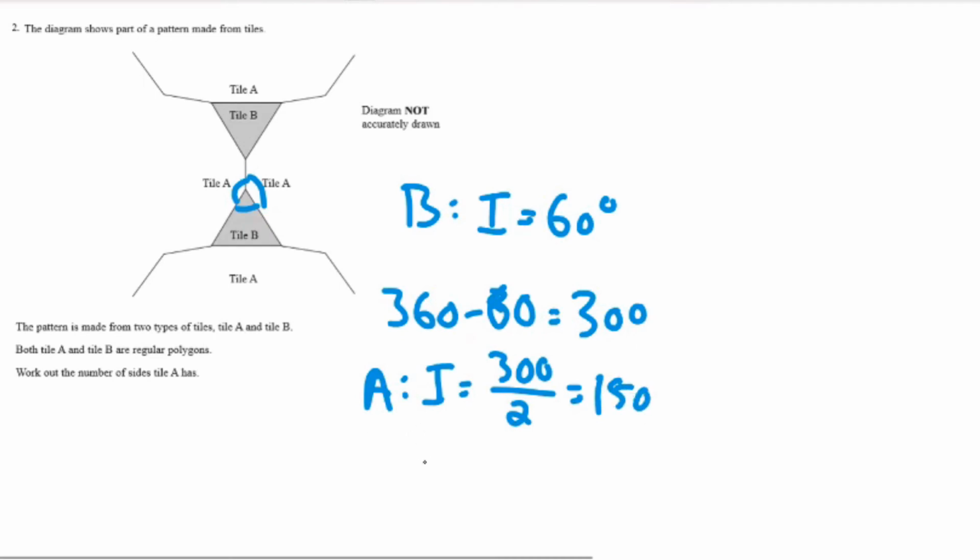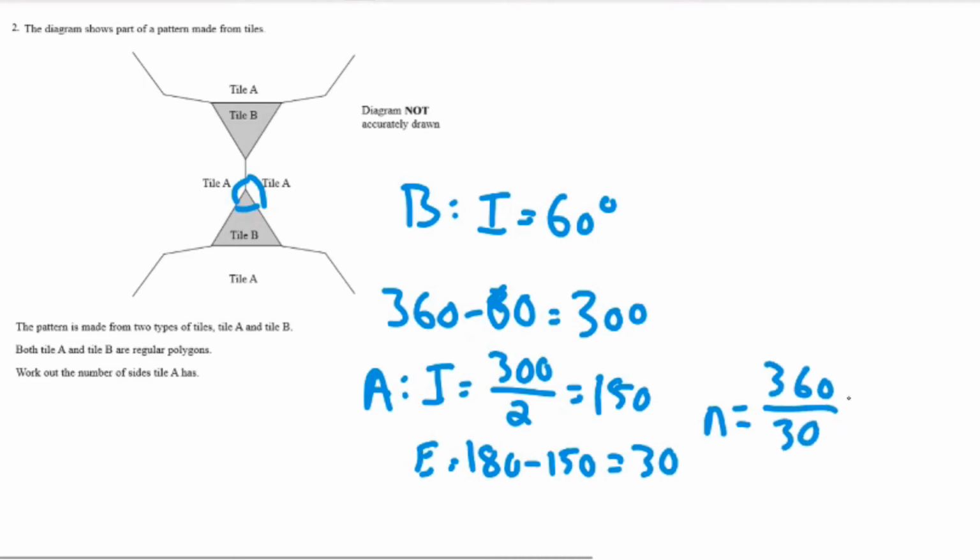Now, if the interior angle is 150, then the exterior is going to be 180 minus that, which will give you an exterior angle of 30. Lastly then, the number of sides of A is going to be 360 divided by the 30, and that's going to give you a grand total of 12 sides for A.